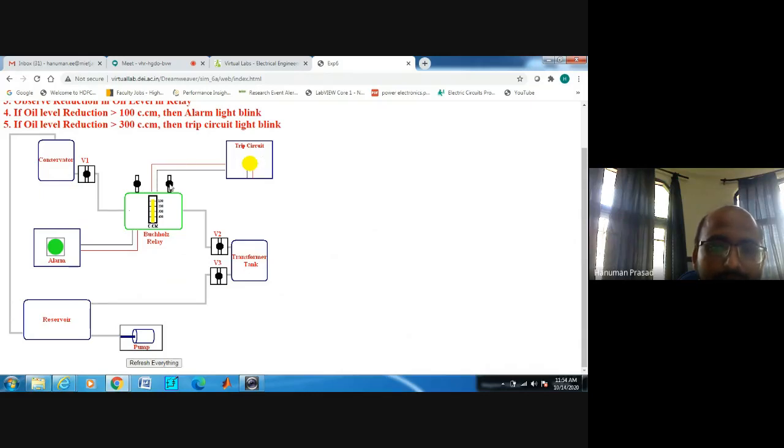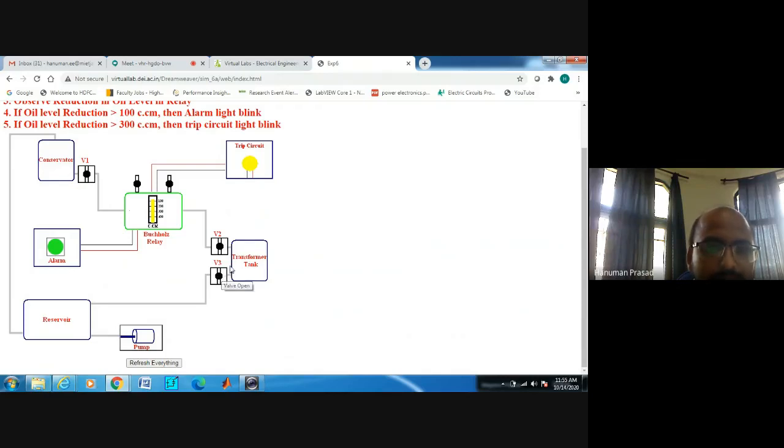This is valve V4 and V5. Valve V1 is connected to the conservator, and the Buchholz relay is connected to the alarm circuit. Valve V2 is connected from the Buchholz relay to the transformer tank. Valve V3 is connected from the transformer tank to the reservoir, and this pump provides the pressure to the transformer tank oil, and the reservoir is connected to the conservator. Initial conditions: valves V1, V2 and V3 are in the off condition.